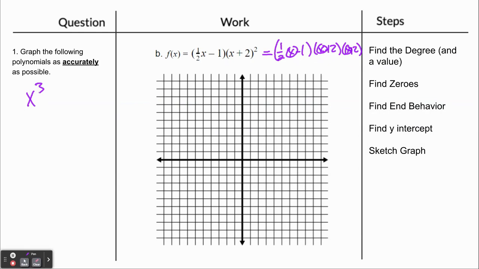So I have an a value of positive 1, so my function is going to look generally like this here, because since a is positive, we're going to start uphill and end uphill. So I have my degree and my a value, which gives me the general shape.